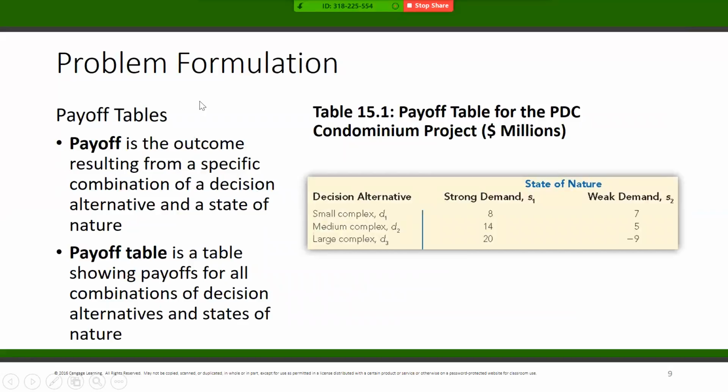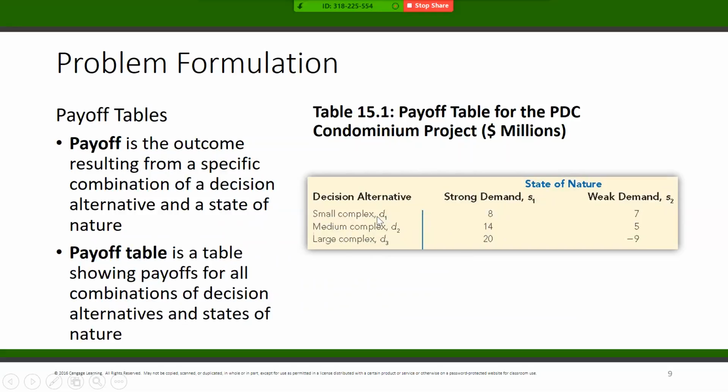So we can formulate the problem here, and we're going to use payoff tables. This is kind of out of your book here. S1 is our strong demand, S2 is weak demand. We have our decision alternatives, small, medium, and large complexes. And so for the payoff table, the payoff is the outcome resulting from a specific combination of a decision alternative and a state of nature. Now, the payoff table is a table showing payoffs for all combinations of decision alternatives and states of nature.